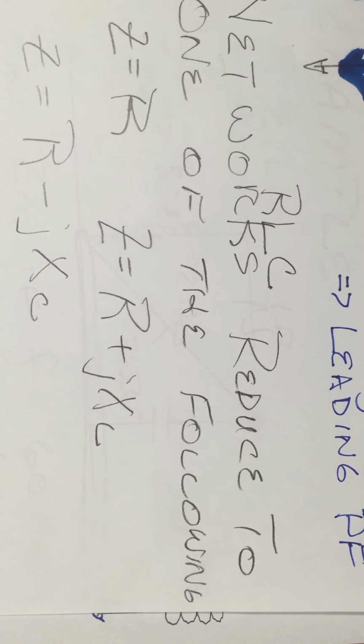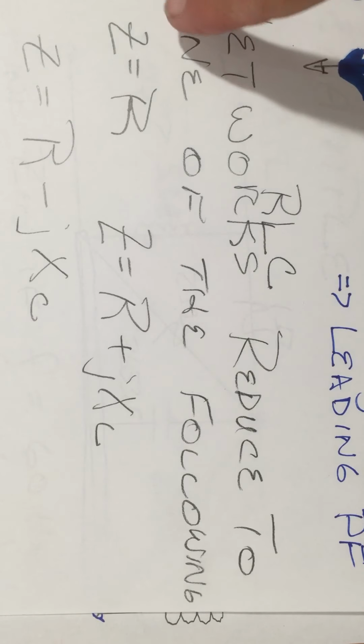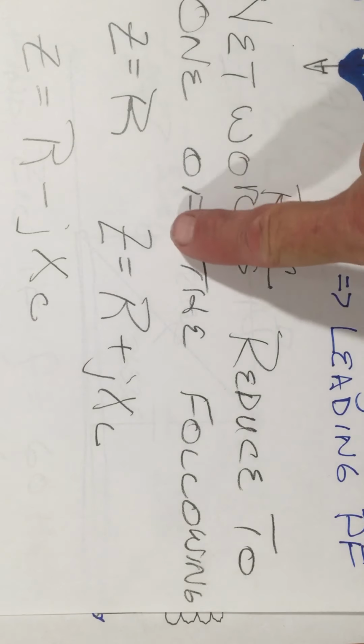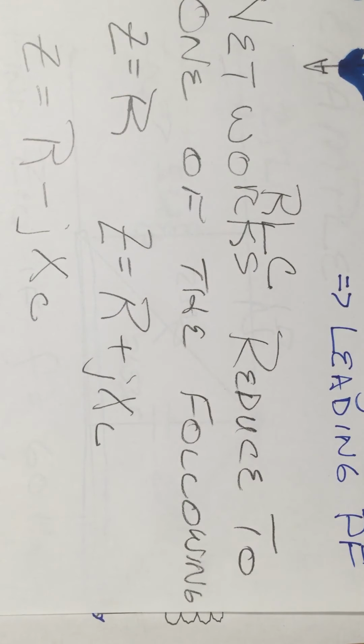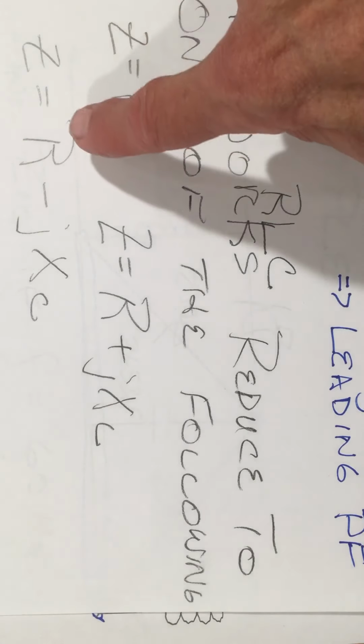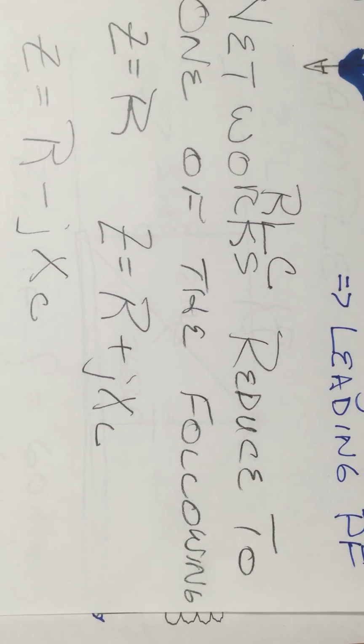If I have an RLC network, it's going to reduce to one of the following. Purely resistive, in which case the inductance and the capacitance canceled each other out. I can have a Z with an R plus jXL network. In other words, the inductor dominated the circuit. Or I could have a Z, an impedance network with an R minus jXC network. And that means that the capacitance dominated the inductance. So again, in an RLC network, I can only have one of those three.